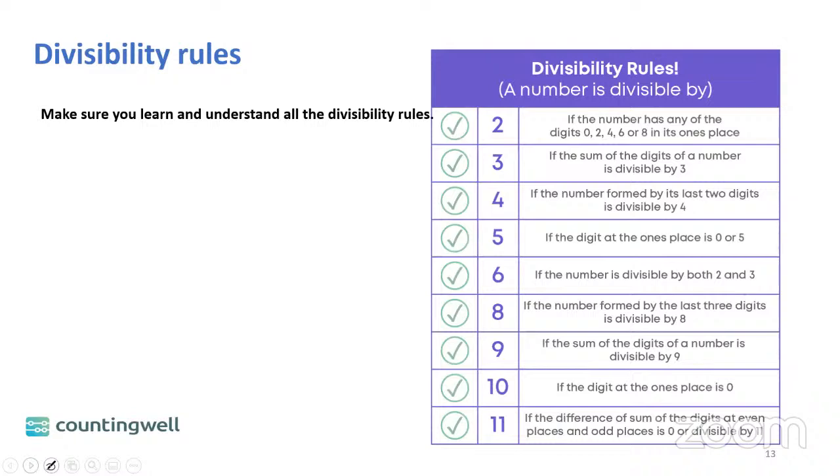Next, we will see divisibility rules. The best trick for this exam while solving the problems based on divisibility rules is to understand and learn the table of divisibility rules. So a number is divisible by 2 if the condition given is satisfied. Similarly, for other numbers like 3, 4, 5, 6, 8, 9, 10 and 11.